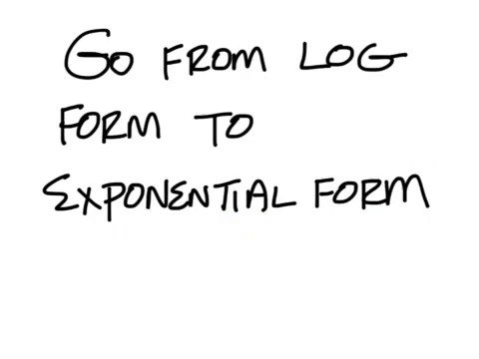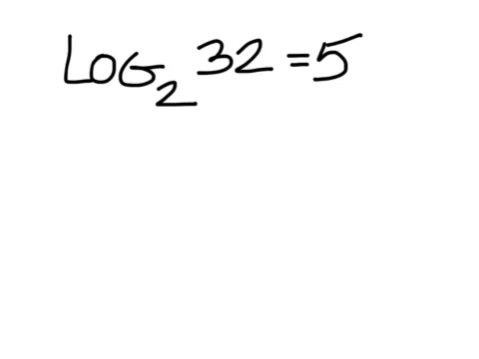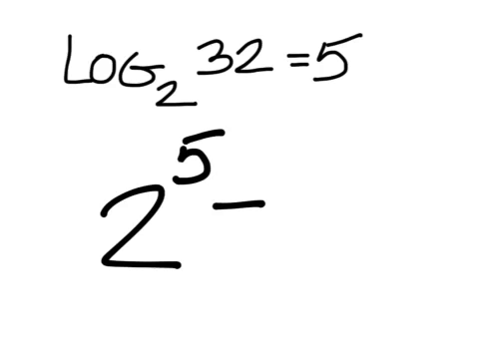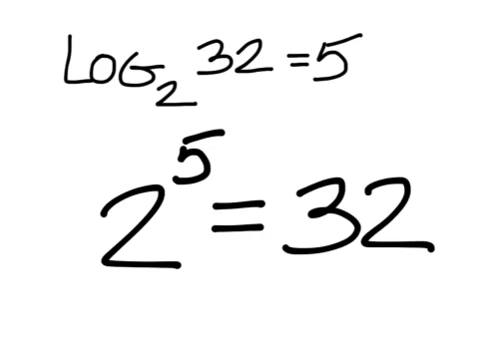Go from log form to exponential form. So here's log base 2 of 32 equals 5. I want to go from the log form to exponential form. What is the base? 2. What's the exponent? 5. And the result? 32. Now you can't just make these up. You can't put stuff like 2 to the 7th power equals 5. It has to be mathematically true. And 2 to the 5th power is 32.